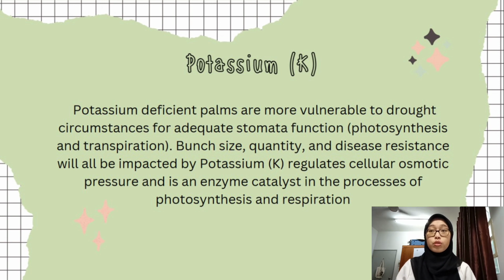Next, we have potassium, also known as K. Potassium-deficient plants are more vulnerable to drought, since potassium is needed for adequate stomata function, photosynthesis, and transpiration. Bunch size, quantity, and disease resistance will all be impaired by a lack of potassium. It regulates cellular osmotic pressure and is an enzyme catalyst in the processes of photosynthesis and respiration. Other than that, potassium also maximizes the number of female inflorescences and increases the total dry matter production and yield of oil palm.